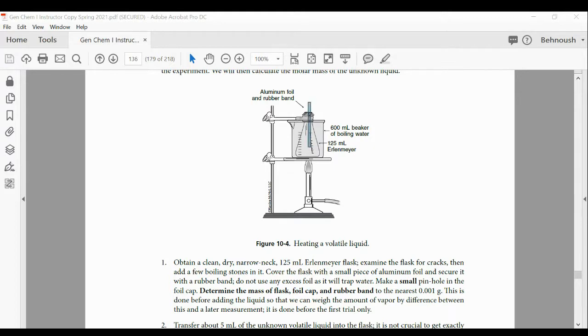What happens if the pressure outside is more? Then more molecules would go through that pinhole inside. But in this case, since we have a bulk of liquid inside the flask, the pressure is going to be higher inside the flask at the beginning as you increase the temperature, and then extra vapor would go out until the pressure is equal.